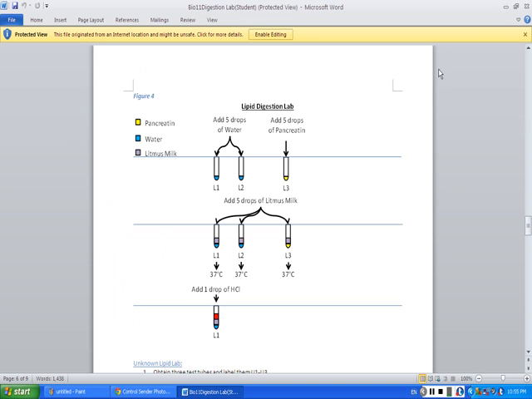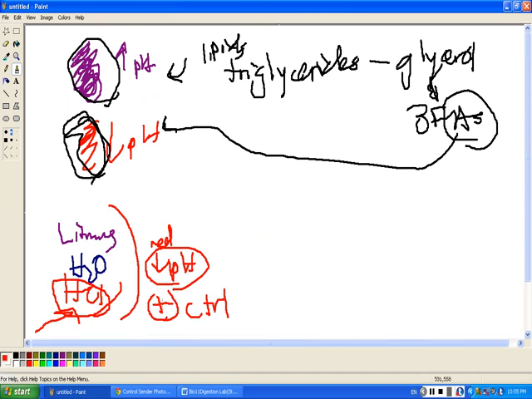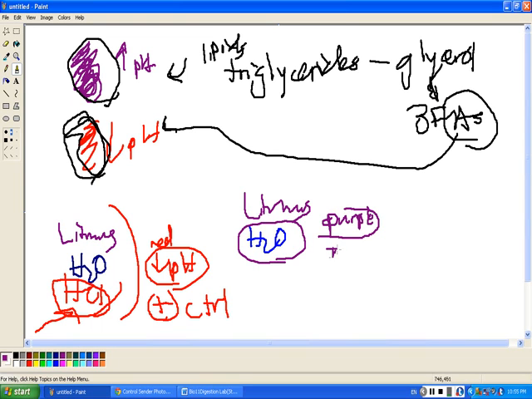This next one here, we're just adding water and then litmus milk to it. So we're just adding litmus milk plus water. So what's the end result going to be? It's still going to be purplish in color. Since we're adding water, we're purposely causing this to have a negative result, or in this case, a high pH result. So this is our negative control.